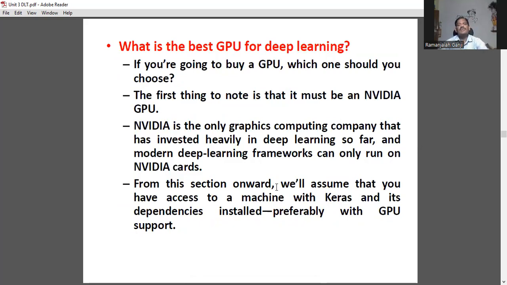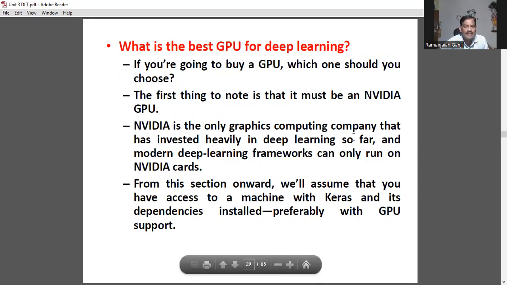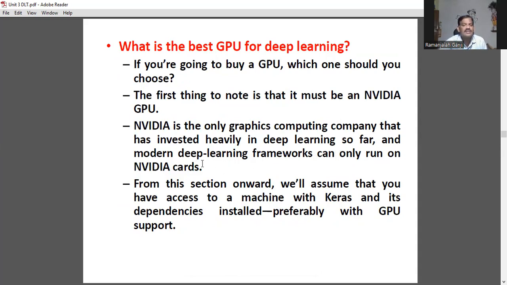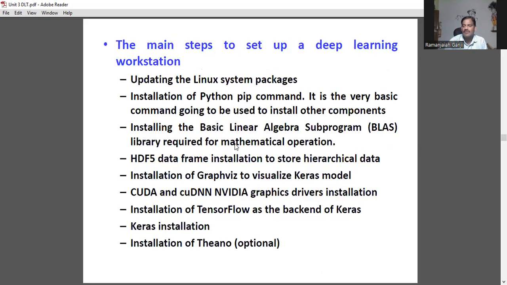What is the best GPU for deep learning? I told you, NVIDIA. It is the only graphics computing company that has invested heavily in deep learning so far. So modern deep learning frameworks can only run on these cards. In general, we always assume usage of those components directly with the help of those cards.